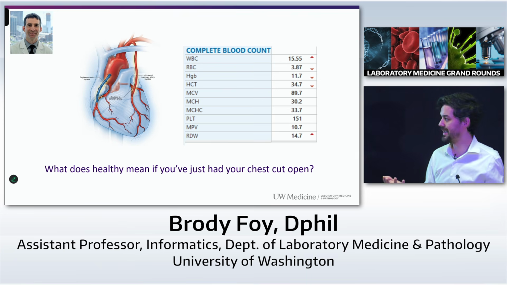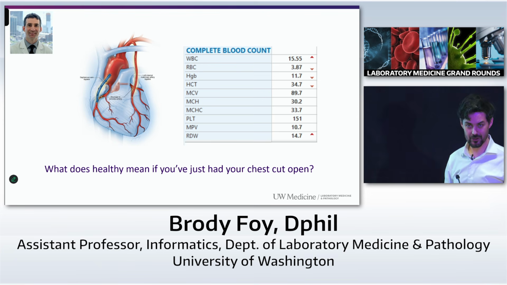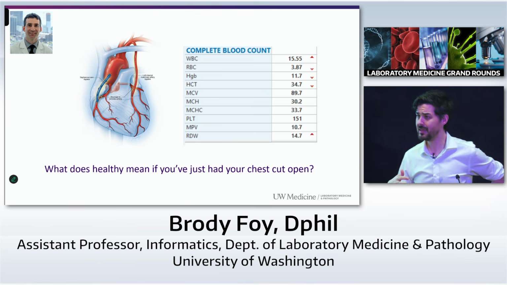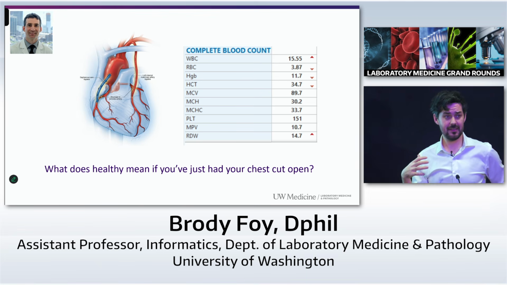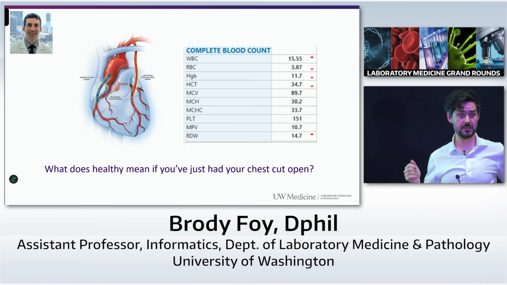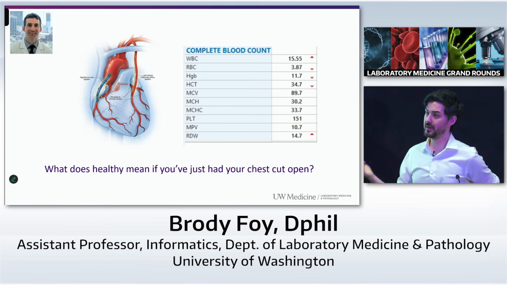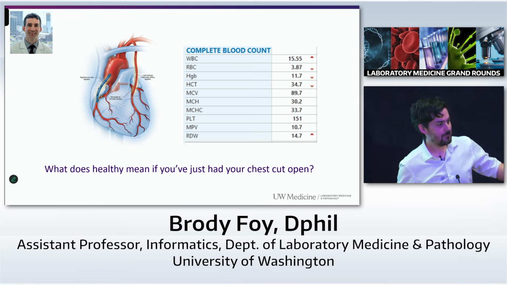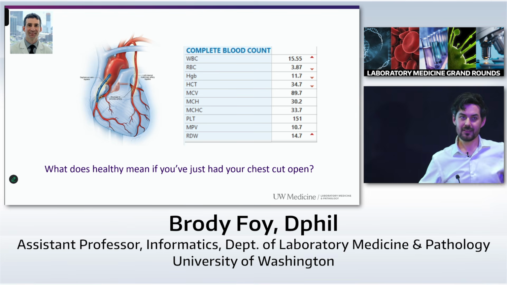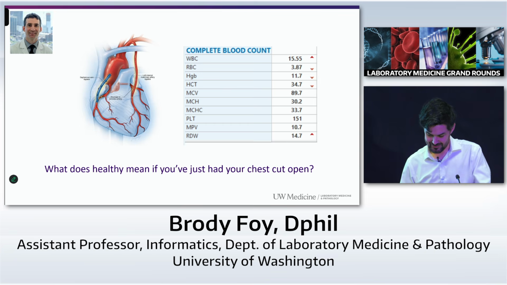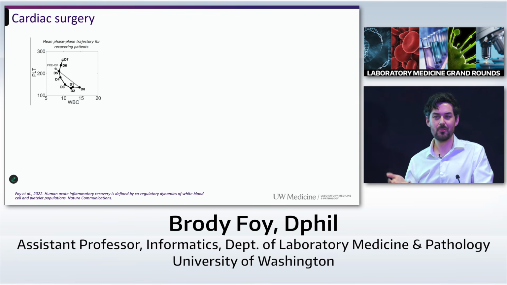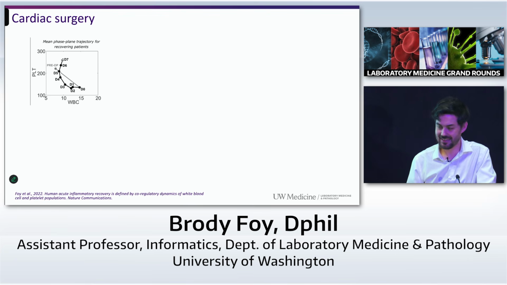What does healthy mean if you've just had your chest cut open, in the context of this massive perturbation? A way we can think about this is things like nomograms. We can define what normal is for a given marker for a given patient. I did this big study, and one of the things we found from doing a lot of analysis that I unfortunately don't have time to go fully in depth on is you can also look at nomograms for multiple markers simultaneously.